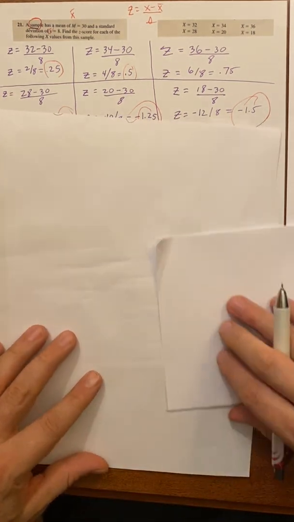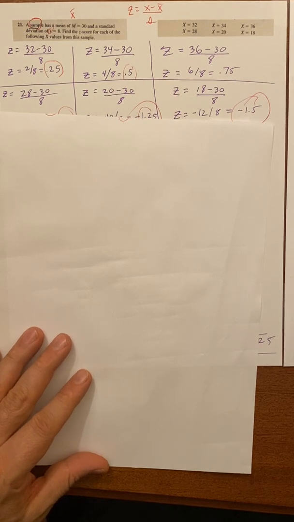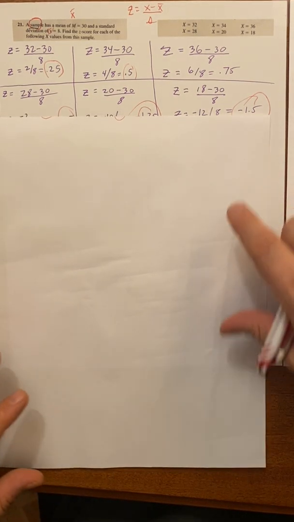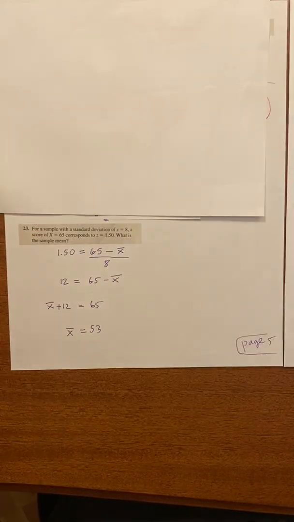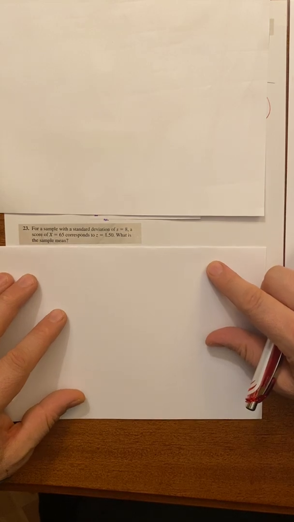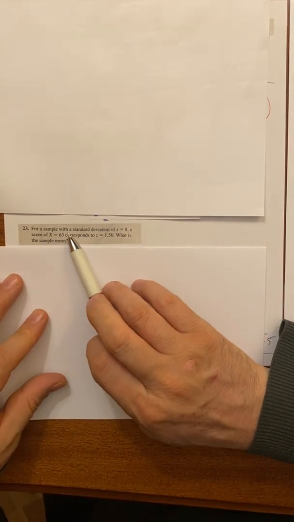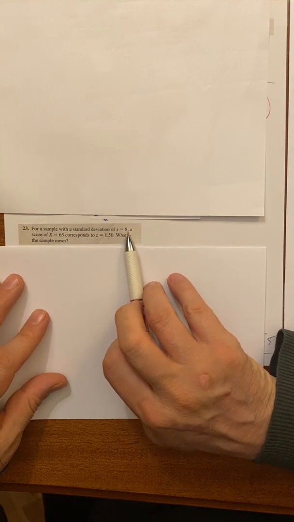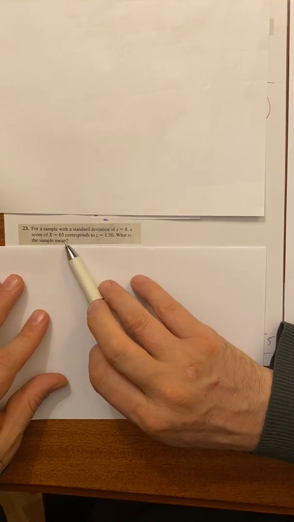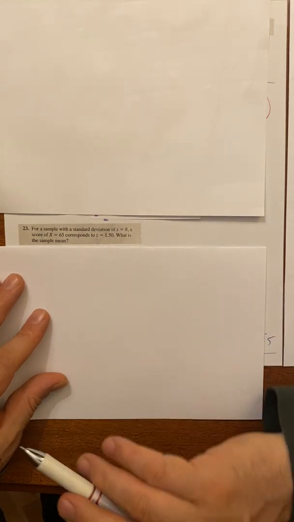Okay, so number 23, I accidentally moved problems into the wrong spot. So my 23 is at the bottom here. Let me go ahead and explain the answer by first reading the question, which says, for a sample with a standard deviation of 8, a score of 65 corresponds to a z of 1.5. What is the sample mean?